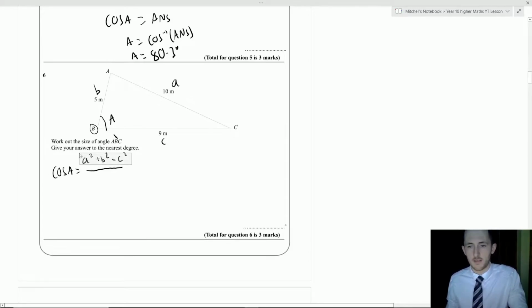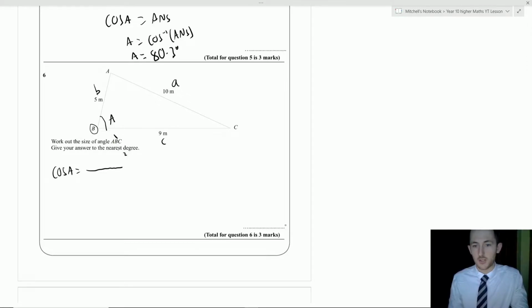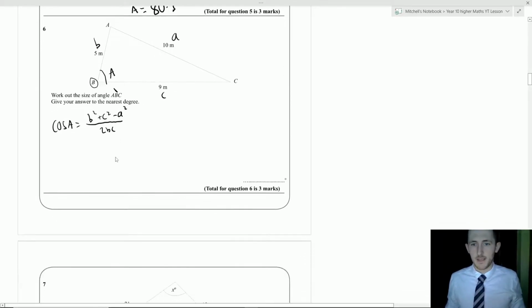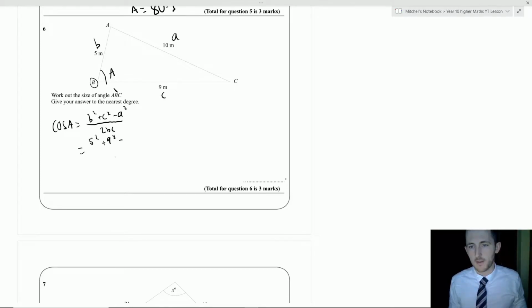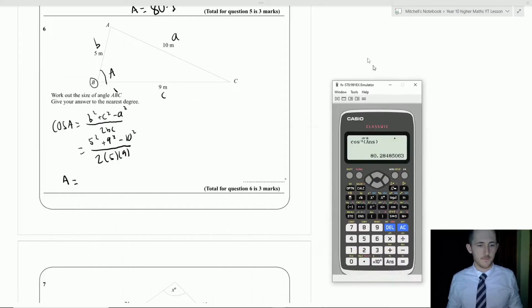Sorry, this is actually incorrect. I was writing the cosine rule formula for a second. So it should be b squared plus c squared minus a squared over 2bc. I apologise for that. If we sub in the numbers now, we have 5 squared plus 9 squared minus 10 squared over 2 times 5 times 9. And then our angle is just what we type in.